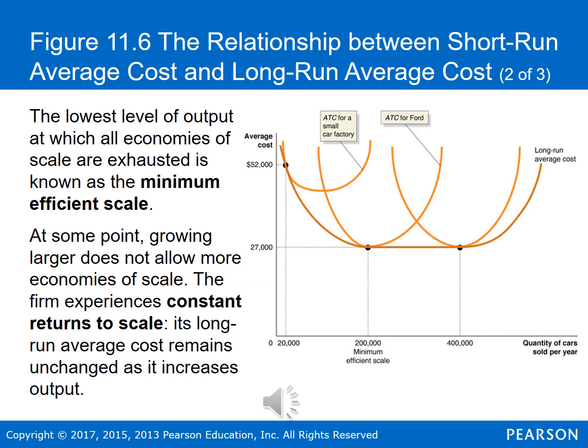Like we see in the figure on the right, the long-run average cost curve between the 200,000 cars being produced and the 400,000 cars produced is going to have the same average cost. So even as you're growing larger, your returns to scale aren't increasing. They're exactly the same.